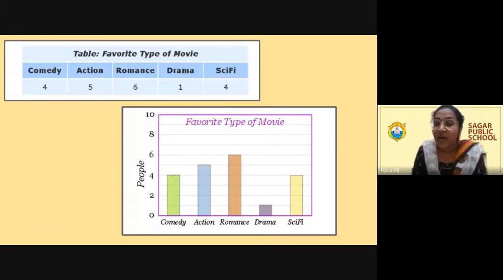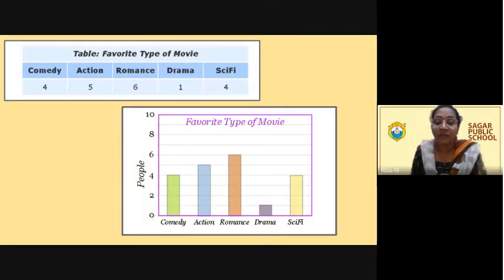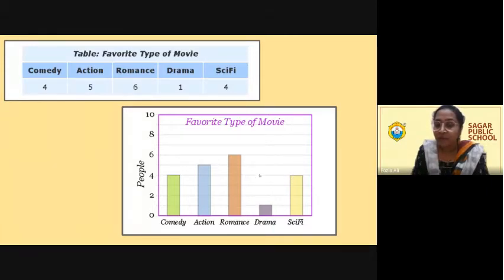Yes, action movies are loved by how many people? 5 people. Then romantic movies, look at the number from the tabular data. It is 6. Yes, so romantic movies are loved by 6 people. And how many people love drama? 1. So where are we going to make the 1? Look at the readings which we have written on the y-axis. We have written the readings at a gap of 2. So 0 and 2. So 1 lies exactly in between 0 and 2. So that is why the height of the bar is here. Now coming on to science fiction, what is the height over here? 4. So the height is reaching number 4, isn't it?